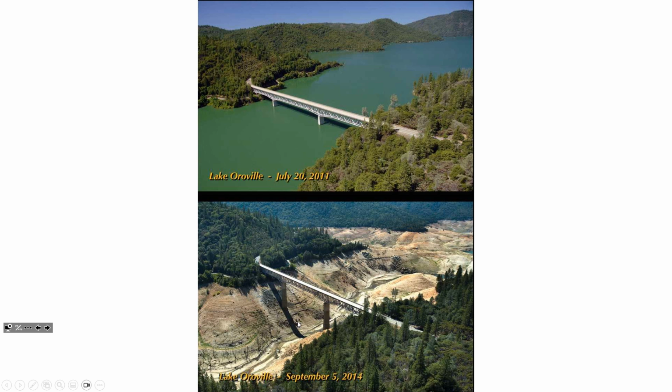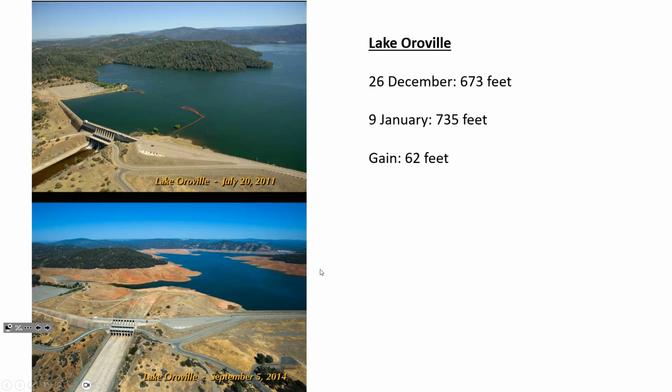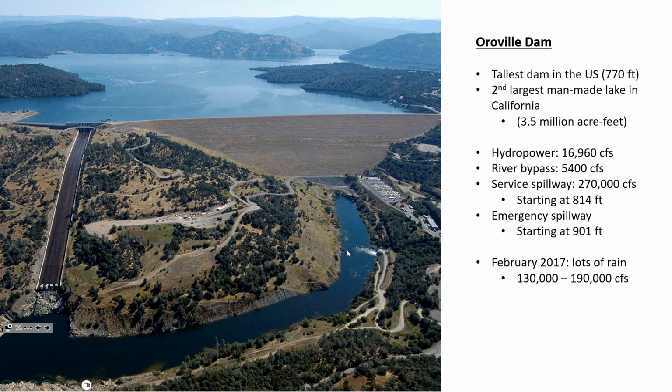You can see the water levels rise and fall, and some aspects of the bridge support that you wouldn't normally see are completely exposed during dry weather. This is a really interesting lake and dam. To point out last year how much the water levels changed in just a couple of weeks, the water level on December 26th was 673 feet, and then by January 9th, the water level was up to 735 feet. So just in a couple of weeks, the water level went up 62 feet, which is just a tremendous amount of water. They really had a lot of snow last year in the Sierra Nevadas. So you can see portions that were completely exposed are well underwater again.